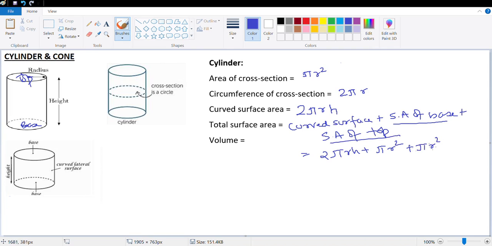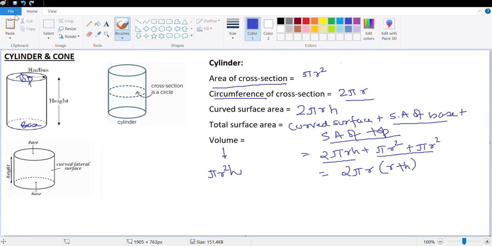So this is equal to 2 pi r (r plus h), because this is 2 pi r h and this is 2 pi r square. So if I take 2 pi r common, what remains inside is r plus h or h plus r. And the volume of a cylinder is pi r square h. So these are certain formulas that we need to know. Important thing to note is the cross section is a circle, which is why the area of cross section is pi r square, and the circumference or the perimeter is 2 pi r.